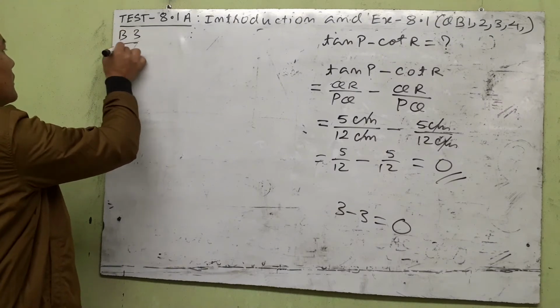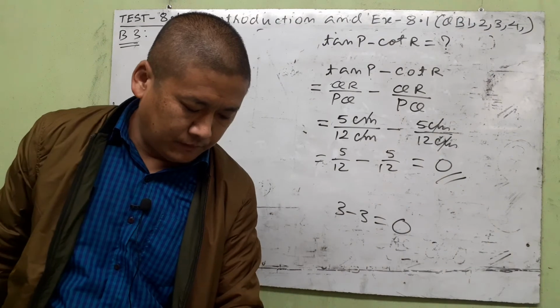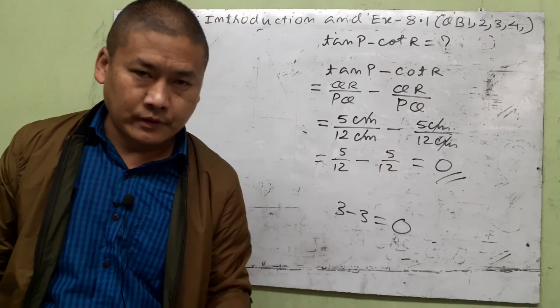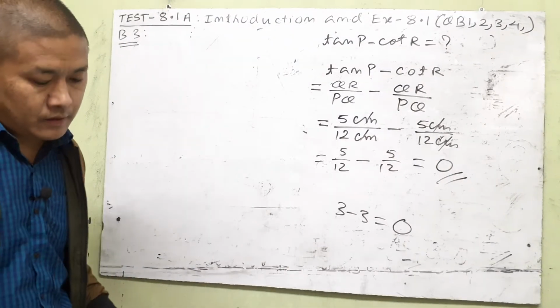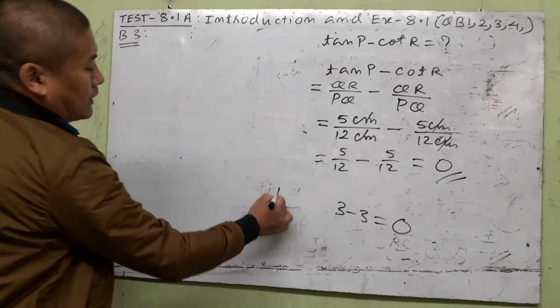I will go slow, so we get it clearly. If sine A is 3 by 4, calculate cos A and tan A. They didn't give us a triangle. Read once more: if sine A is 3 by 4, stop there. The angle is A.